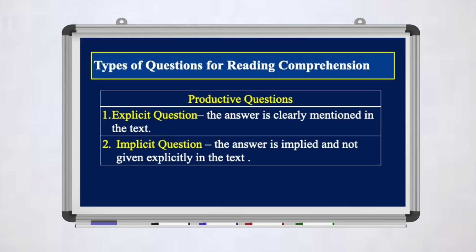For the productive questions, you have 2 different types. Well, the first one is called the explicit question. It means that the answer is clearly mentioned in the text. You will find it inside the text. For the implicit question, the answer is implied and not given explicitly in the text. Meaning, once you read, you will understand the answer, but you will not find it inside the text.